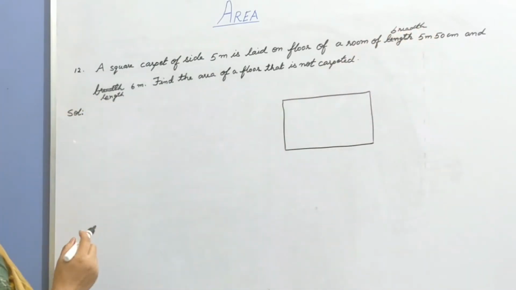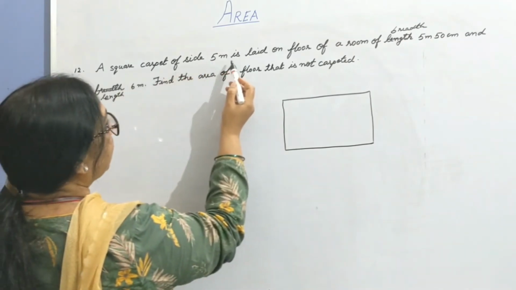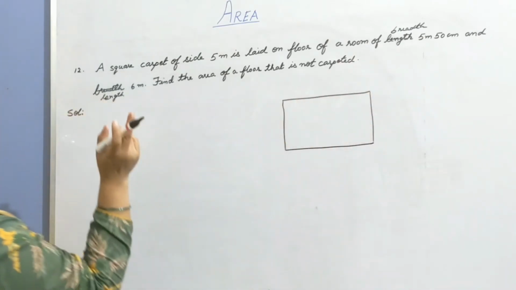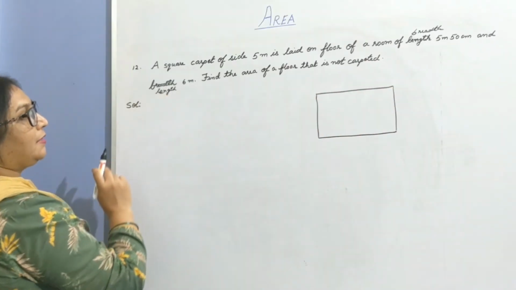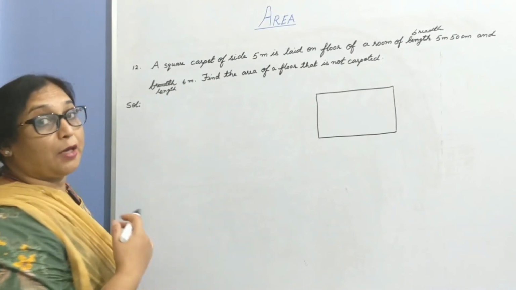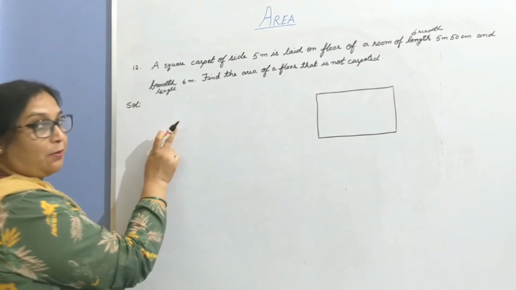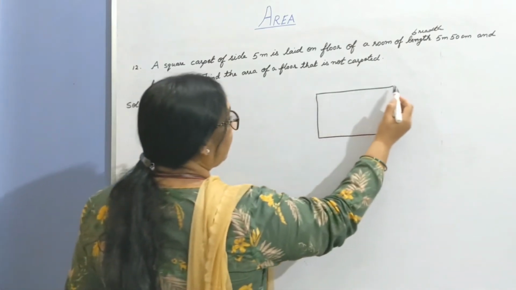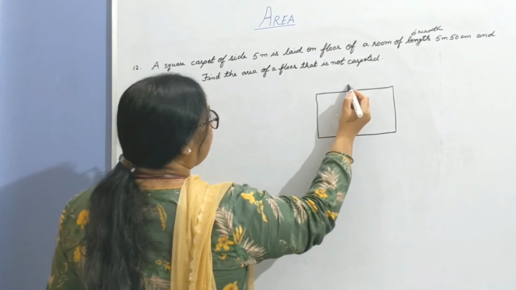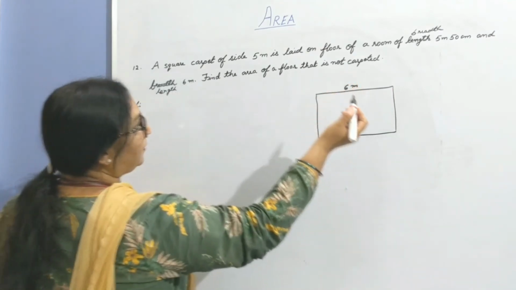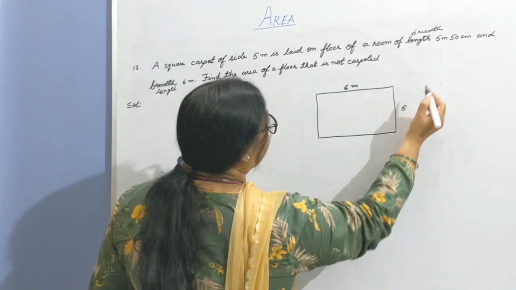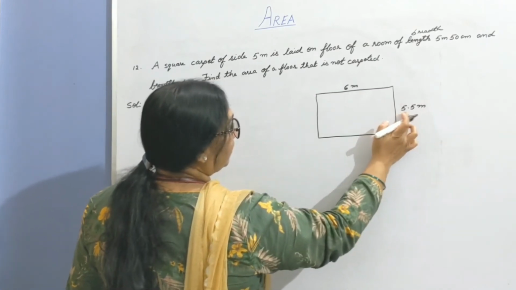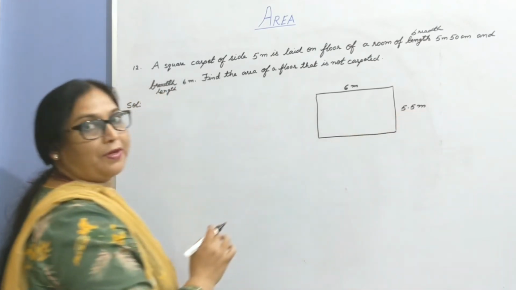So let's read the question again. A square carpet of side 5 meter is laid on the floor of a room of breadth 5 meter 50 centimeter and length 6 meter. Find the area of a floor that is not carpeted. Exactly the same type question. Which question? Question number 10. So here, suppose this is the floor. The length of the floor be 6 meter and the breadth is 5 meter 50 centimeter. Can be written as 5.5 meter. 5 meter 50 centimeter equals to 5.5 meter.